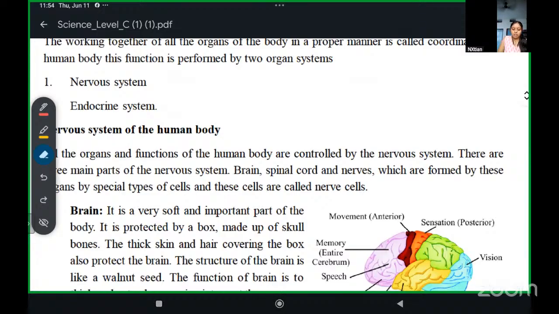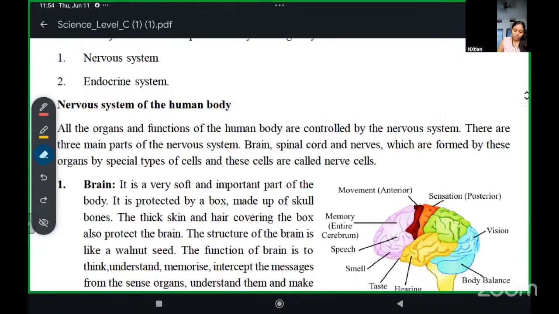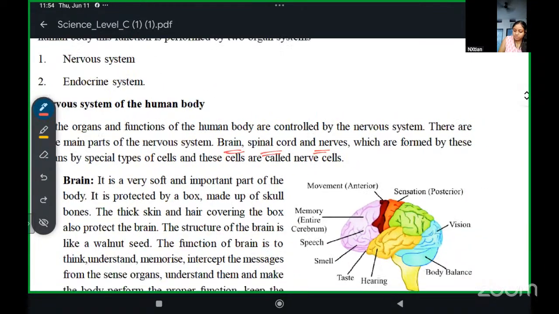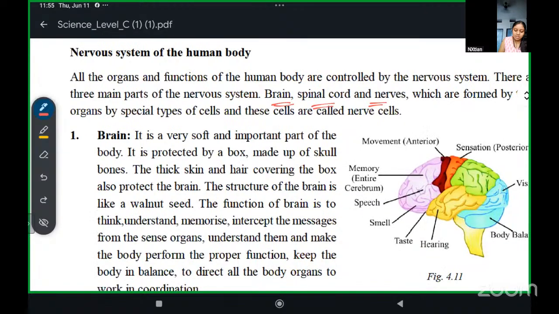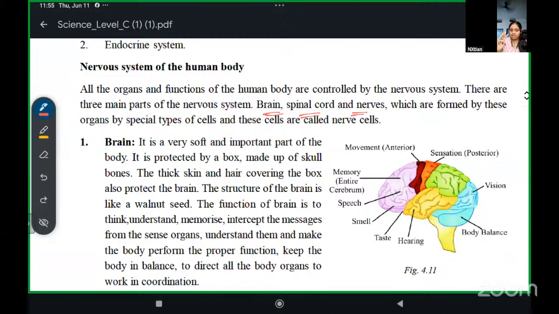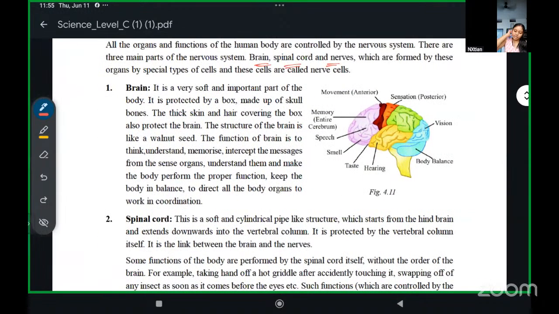Okay, now there are three parts of the nervous system: the brain, spinal cord, and nerves, which are formed by special types of cells called nerve cells. Okay, nerve cells. I will tell you about the brain in more detail.